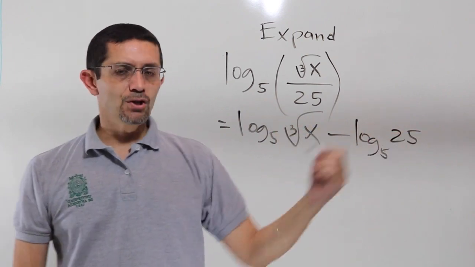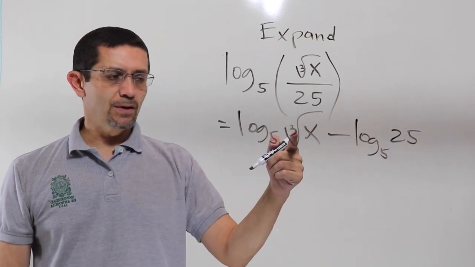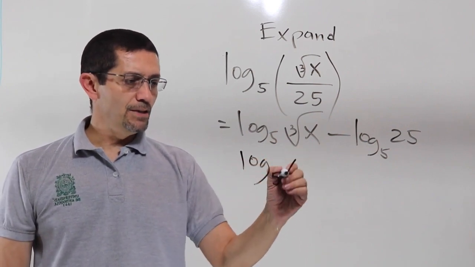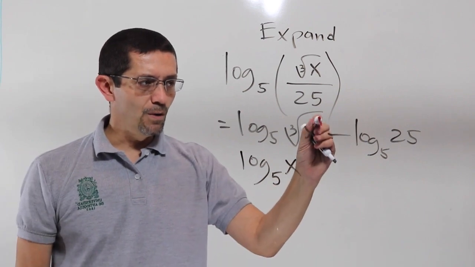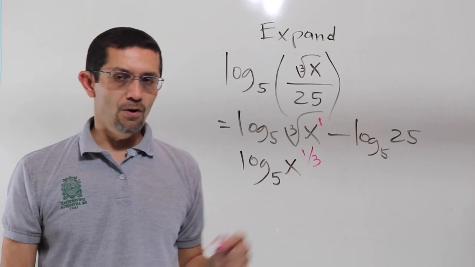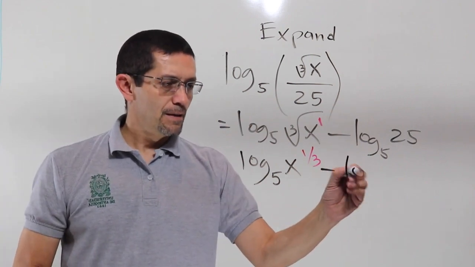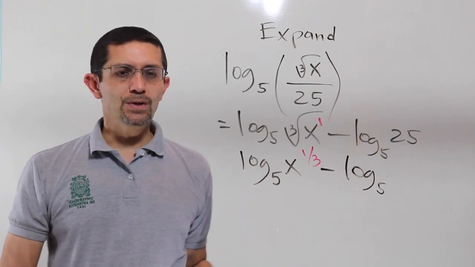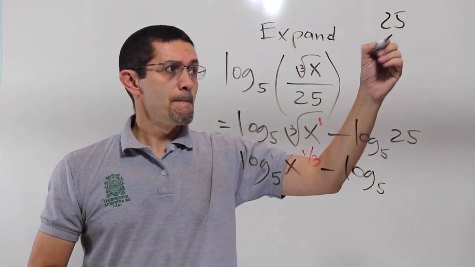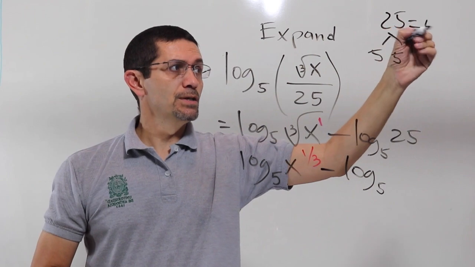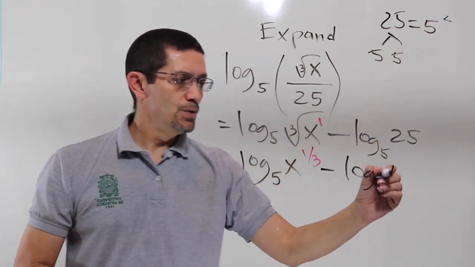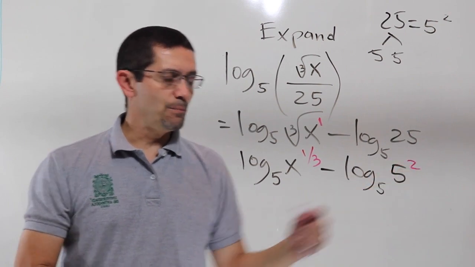Now I got to work with my argument. All right, I have a radical here. That means I have to turn that radical into an exponent. Remember, I have a 1 here and 3 is dividing. So it's going to be the same as 1/3 minus log on base 5, but I have 25. But 25 is the same as 5 times 5, which is 5 squared.